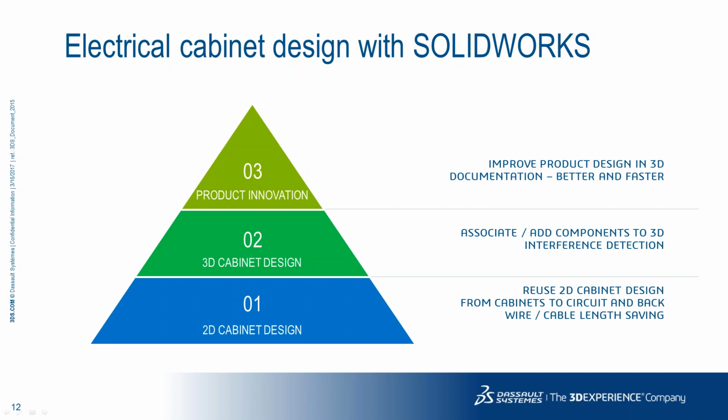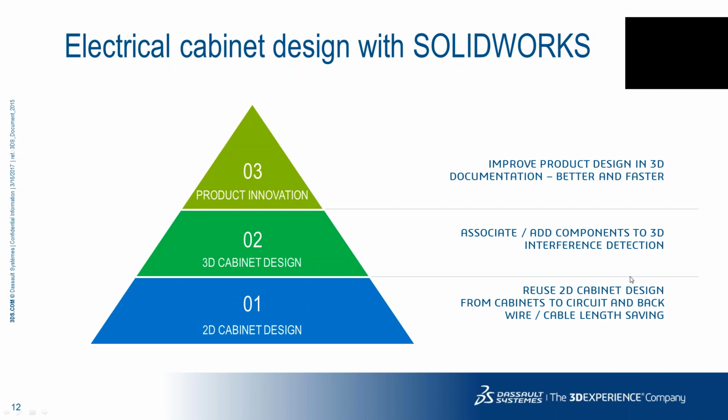We saw that through three different steps: the 2D cabinet design, then the 3D cabinet design, and then the product innovation, which is what many of your questions were about. It's basically to have a broader view, to be able, from just the 2D or the 3D electrical design, to have access to mechanical tools, simulation tools, and things like that. That allows you to get better product innovation. And honestly, SOLIDWORKS is the only option for that at the moment in the market.